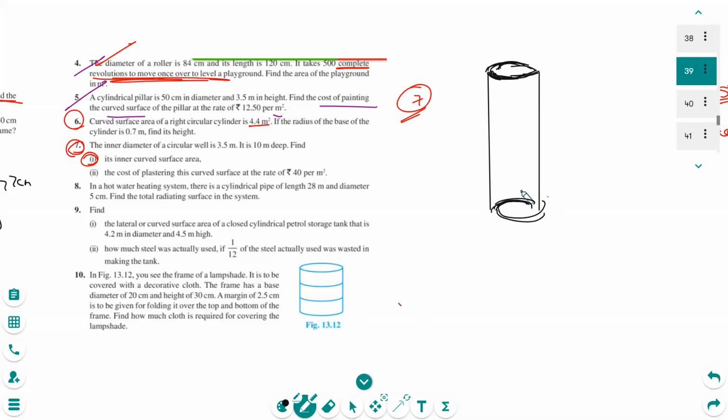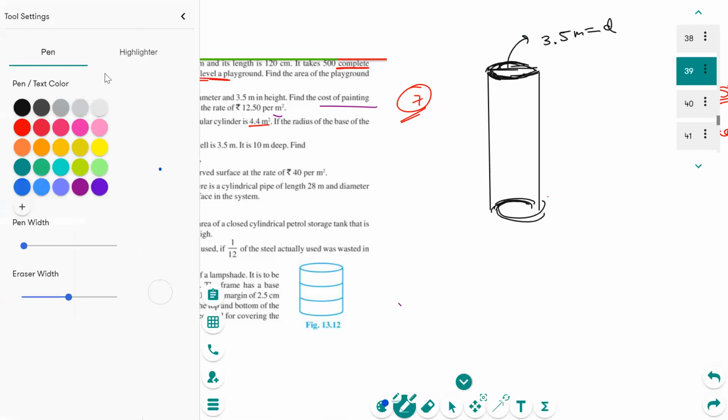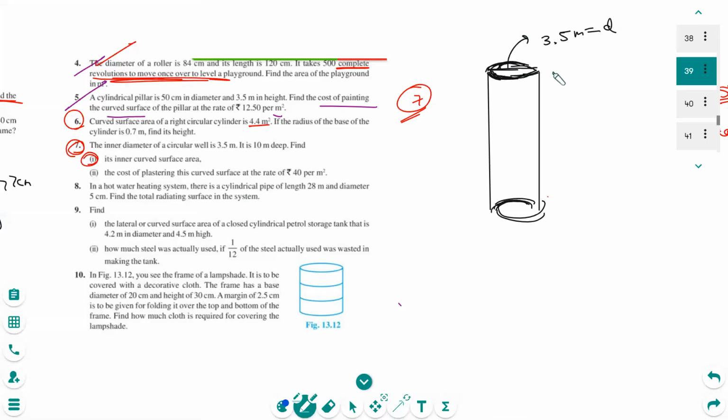Now the inner diameter is 3.5 meter. It is 10 meter deep. What do you mean by deep? Height. The depth is the height, that is the height is 10 meter. Find the inner curved surface area. So it's talking about the inner curved surface area, the part like this one, right?